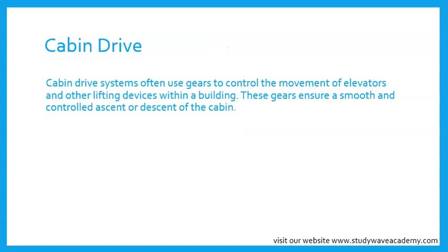Next, cabin drive. Cabin drive systems often use gears to control the movement of elevators and other lifting devices within a building. These gears ensure a smooth and controlled ascent or descent of the cabin. Cabin drive is a type of drive mechanism specifically used in elevators to move the cabin up and down. Okay, so cabin drive is like the magical system that moves the elevator up and down in a building. It's what takes you from one floor to another.